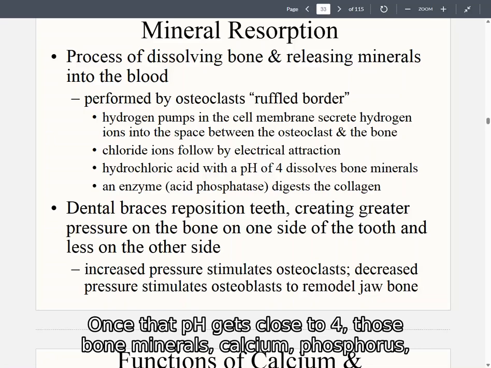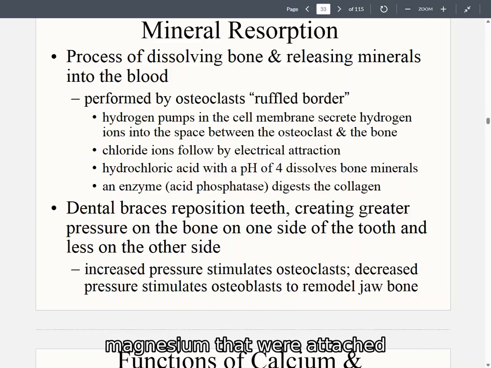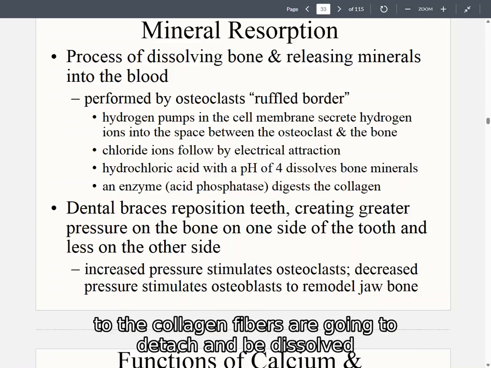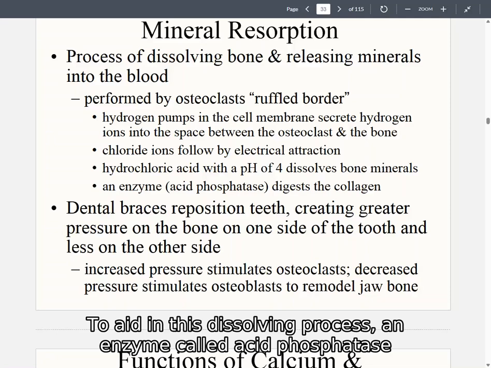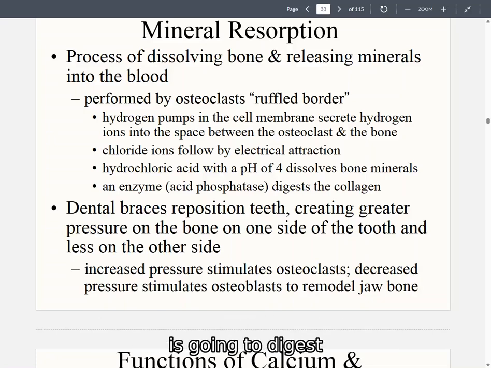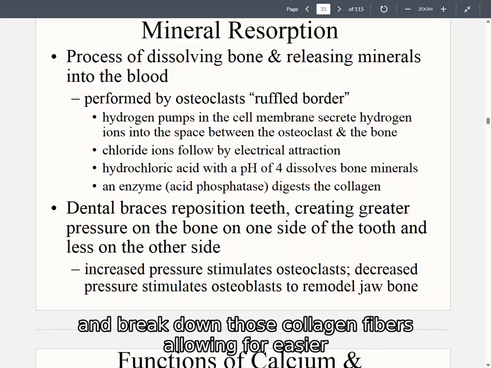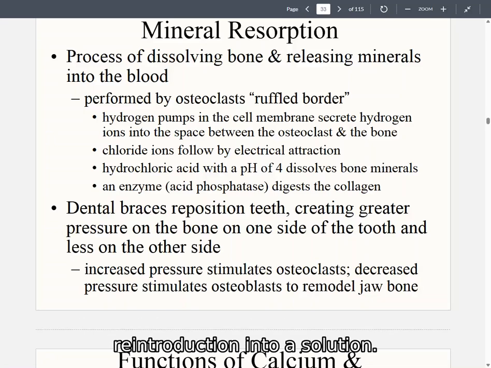Once that pH gets close to 4, those bone minerals, calcium, phosphorus, magnesium, that were attached to the collagen fibers are going to detach and be dissolved back into the interstitial fluid. To aid in this dissolving process, an enzyme called acid phosphatase is actually going to digest and break down those collagen fibers, allowing for easier reintroduction into a solution.